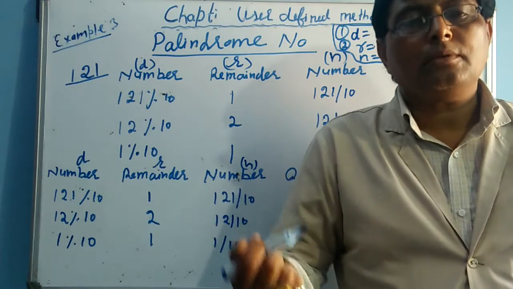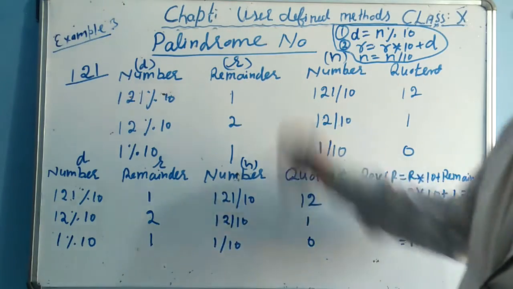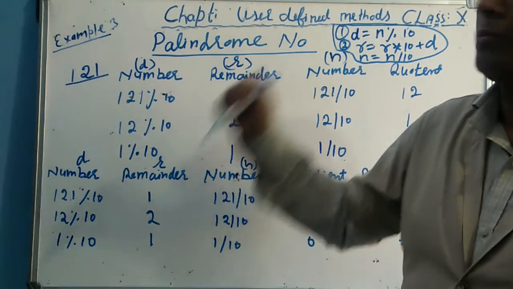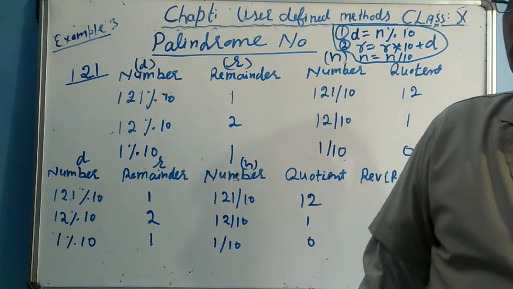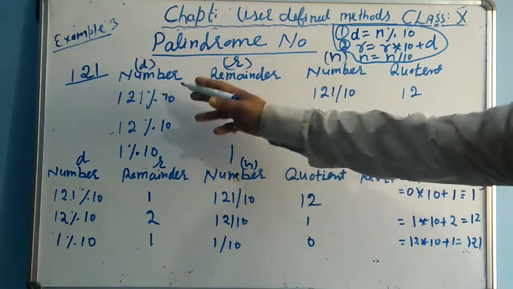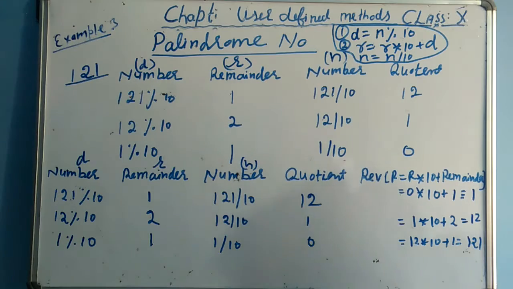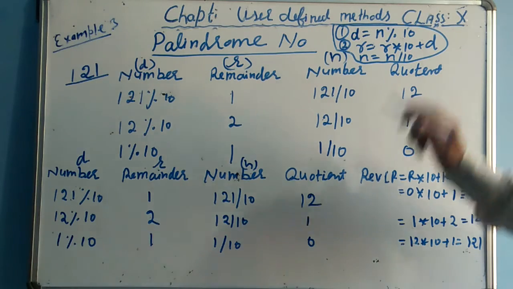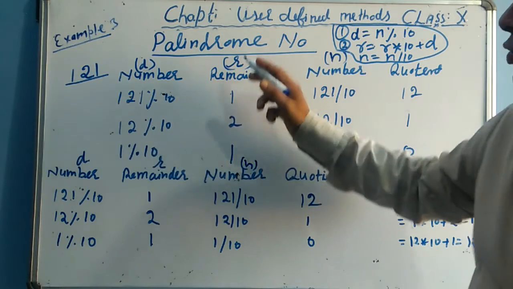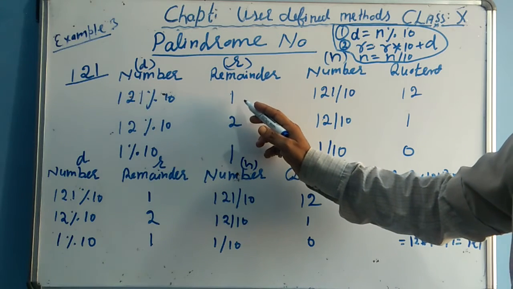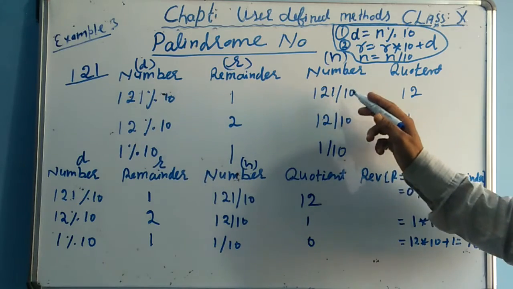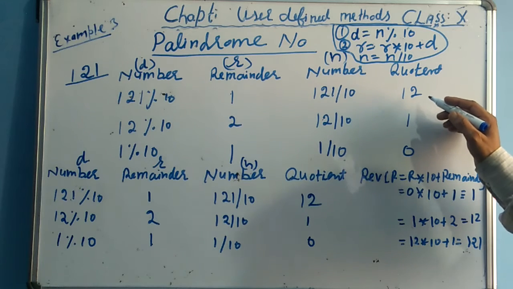Before starting our program, we have to discuss the logic. Which type of logic will we use for palindromes? Suppose a number is given, and we take modulo by 10. Suppose the number is 121, modulo by 10, then the remainder will be 1. And when you divide 121 by 10, the quotient will be 12.